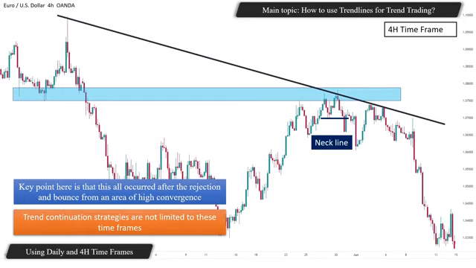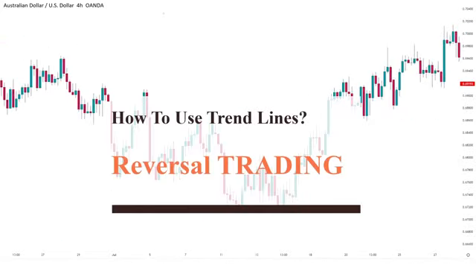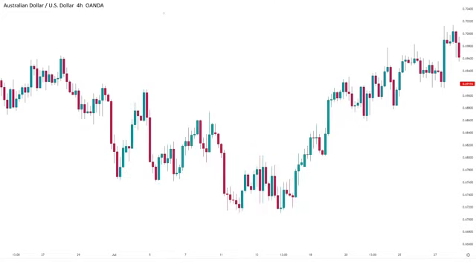So now that you understand how to use trend lines for trend continuation trading, let's move on to the second way to use trend lines, which is reversal trading. So in this part, we are going to explain the reversal trading strategy with trend lines.